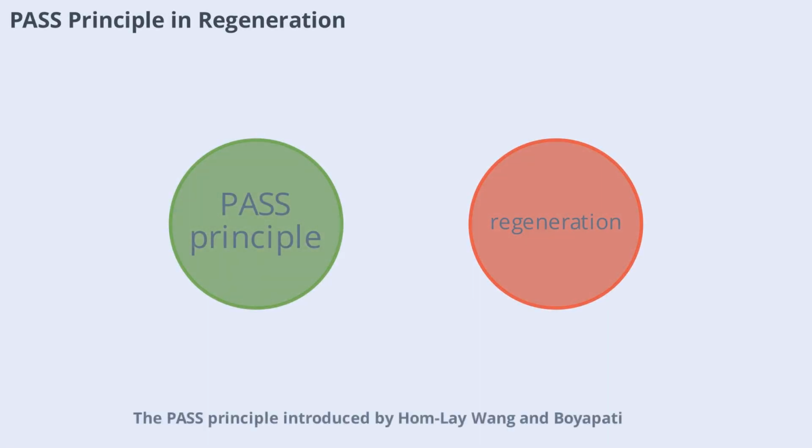The PASS principle, introduced by Wang and Boyapati, outlines 4 critical factors for successful regeneration: primary wound closure, angiogenesis, space maintenance, and stability. Ensuring these elements are addressed during surgery can significantly improve regenerative outcomes and patient satisfaction.